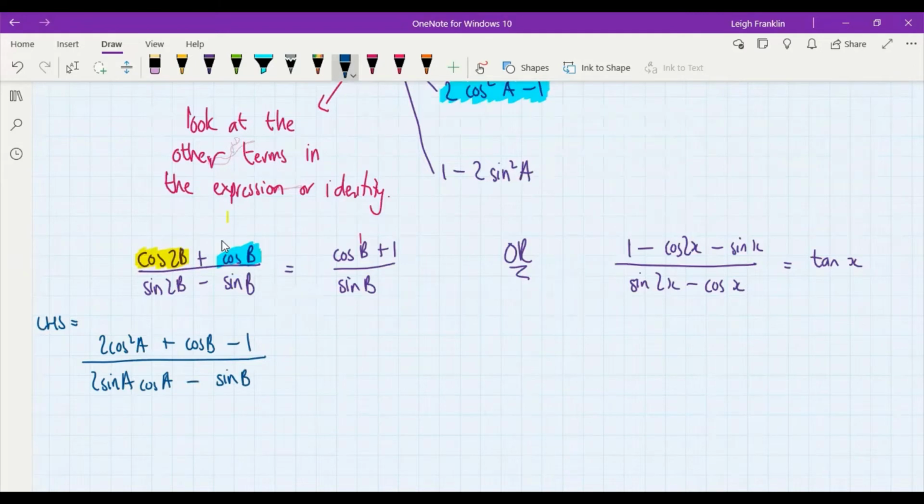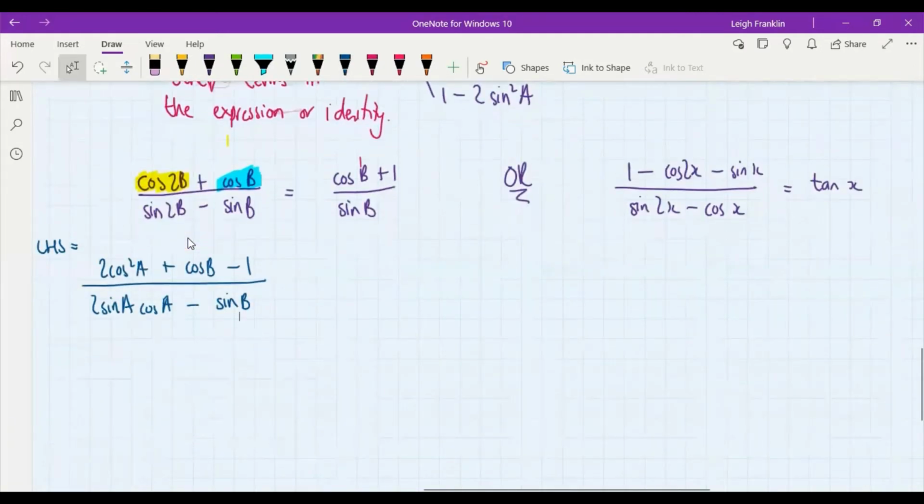Now, is everybody following what I've done in the numerator? I've switched some terms around. So cos 2b has been written as 2 cos squared a minus 1, but I haven't written 2 cos squared a minus 1 next to one another. I've put the cos b term in the middle because I want to make a trinomial. Does that make sense to everybody?